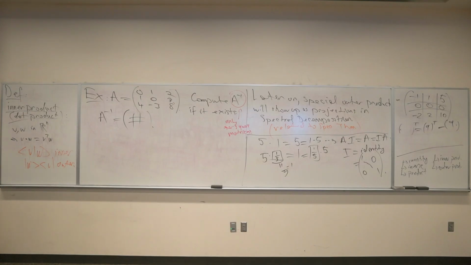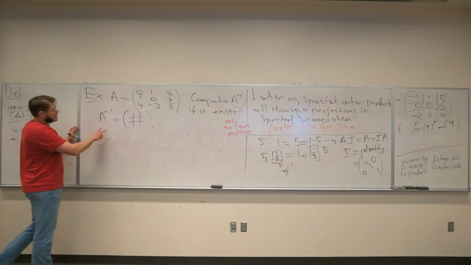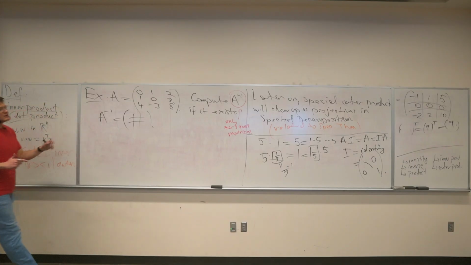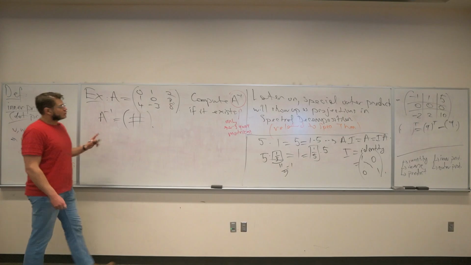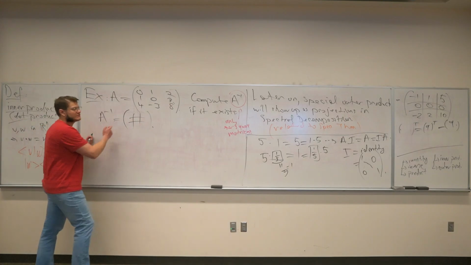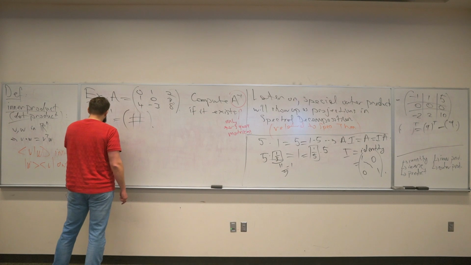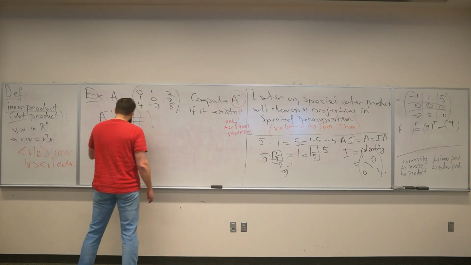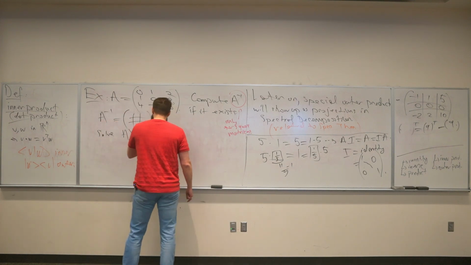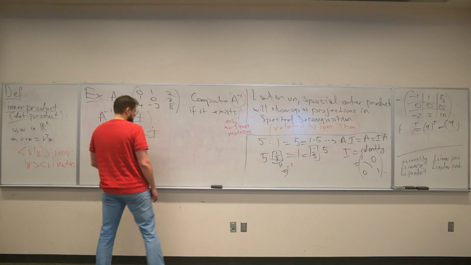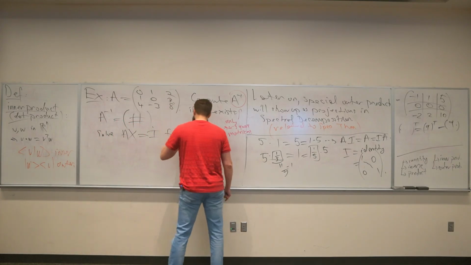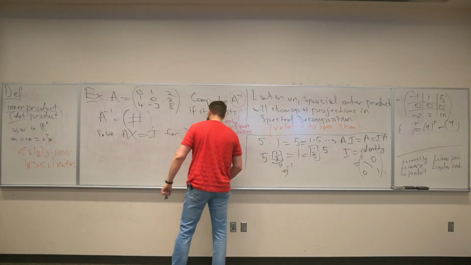How I imagine this is like so. Oh, I would like to say A inverse is the unique matrix solution to a matrix equation. So ultimately, computing A inverse boils down to solving the following. Solve AX equals identity for X, 3 by 3.